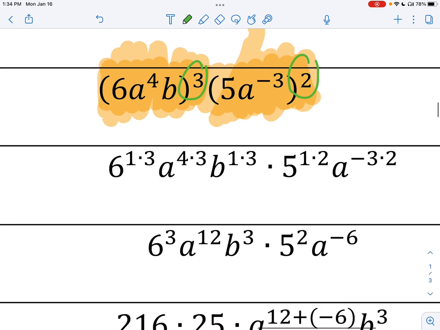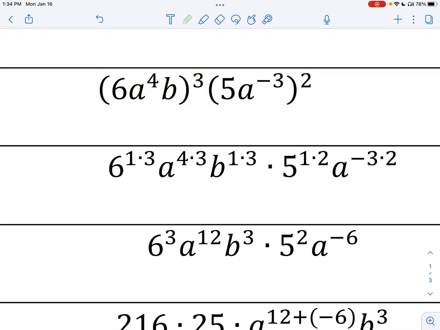So take a look at this. Let me erase all that crazy stuff. This 6 has a 1, this 5 has a 1. All right, so this 3 goes to this 1, the 3 goes to this 4. Oh, and the B has a 1, and this 3 goes to the 1. This 2 goes to the 1, this 2 goes to the -3, and look, that gets done by multiplying them because you're raising a power to a power.